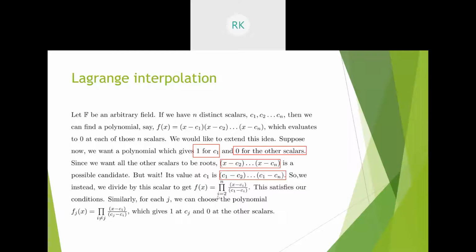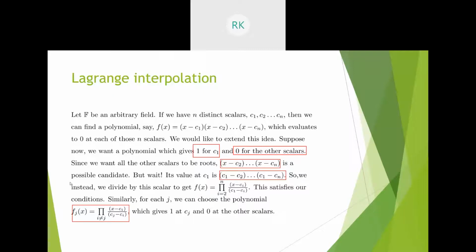Now instead of C1, let us consider a general Cj. For j, we can choose a polynomial, the product over i not equal to j of x minus ci by cj minus ci, which gives 1 at cj and 0 at the other scalars. You follow this part? Okay, most people are following.